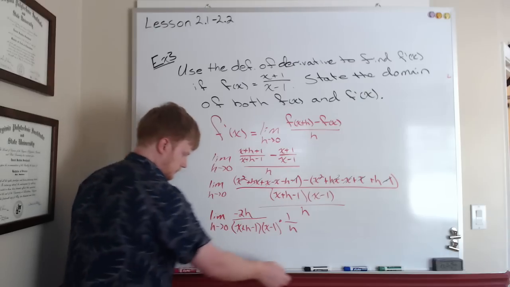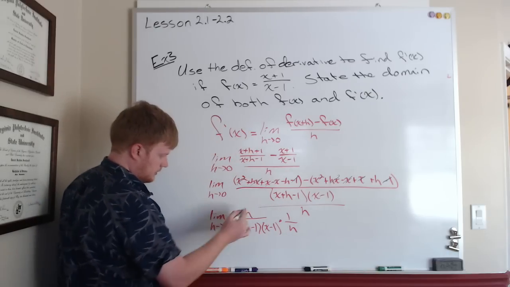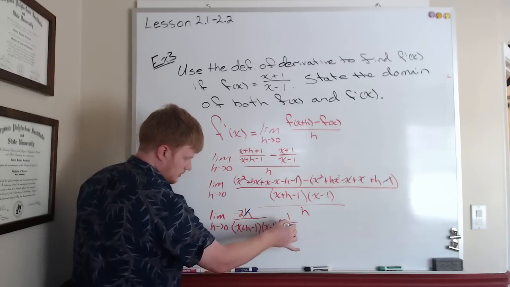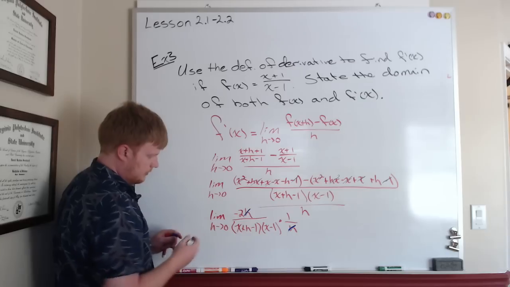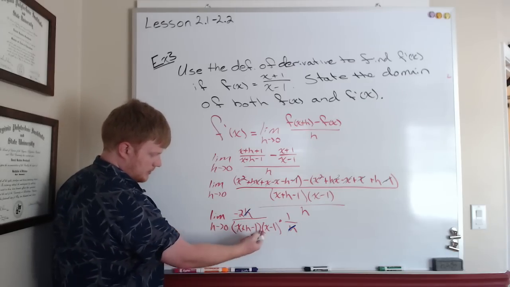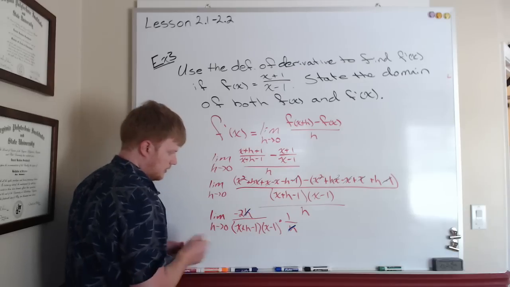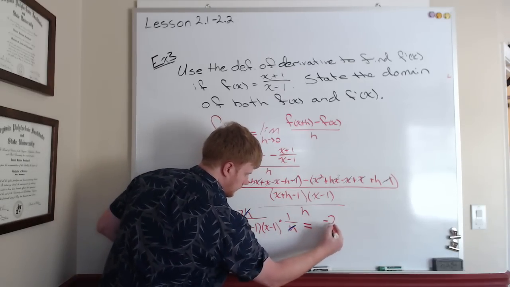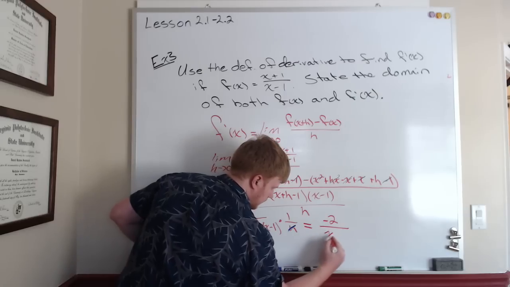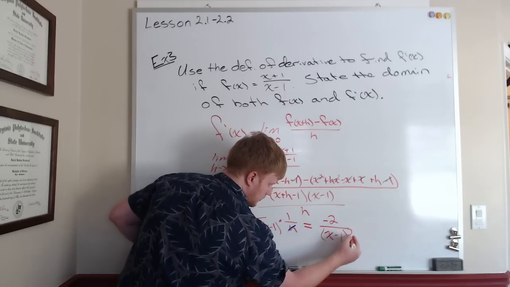Now we can start to see this derivative function take form, and when I plug 0 in for h, I have x minus 1 and x minus 1. So my final answer here is negative 2 over x minus 1 squared.